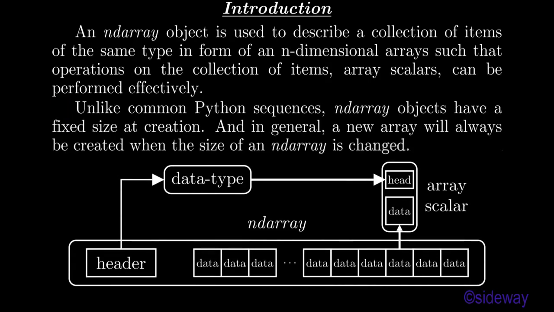Unlike common Python sequences, ndarray objects have a fixed size at creation. And in general, a new array will always be created when the size of an ndarray is changed.